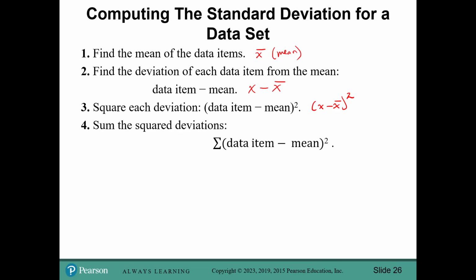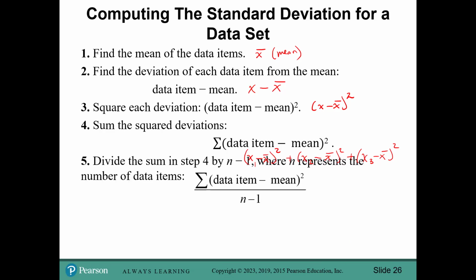And then I'm going to add all of those together, right? So this notation here means everything that we've written, my X minus my X bar that got squared. This could be my first data value, and I'm going to add that to the second data value that was subtracted from the mean and squared, and then my third data value, however many there are. Whatever these squared values are, you add them all up. Okay. And then we're going to divide that sum.